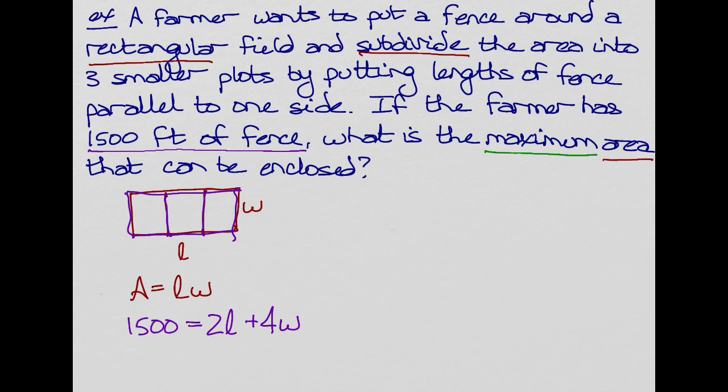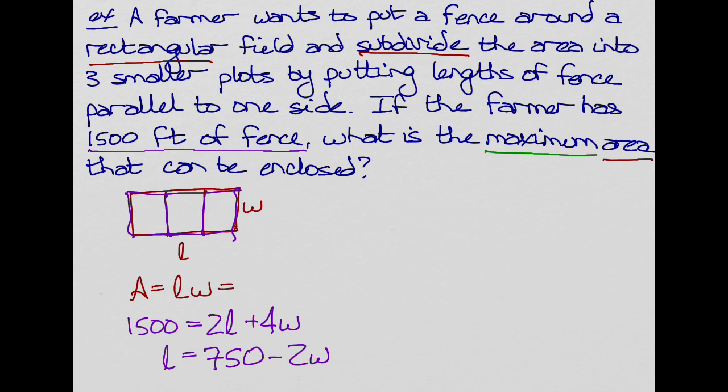I can now solve this for, it doesn't really make a difference for this particular problem. If there's one variable that's a lot easier to solve for than the other one, pick the easy one. But this one, it doesn't really matter. So I'm going to solve for L in terms of W. And if I do that, I have 750 minus 2W. So I'm going to subtract 4W and divide everything by 2.